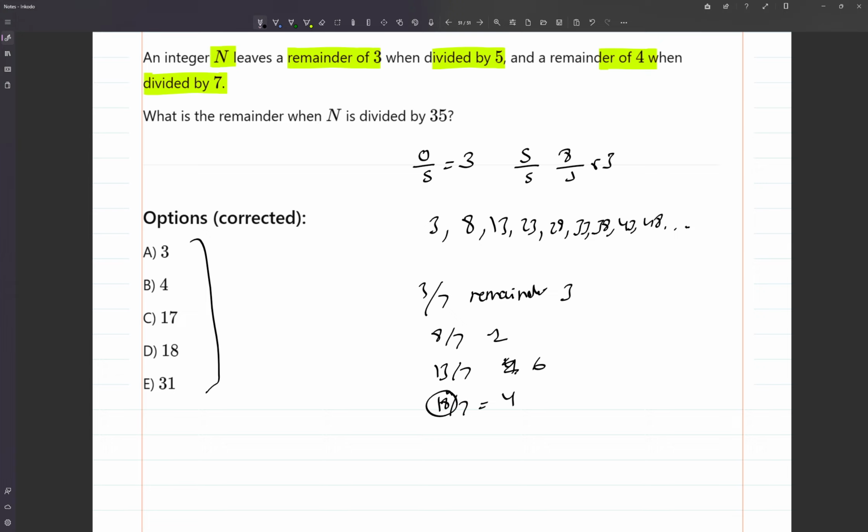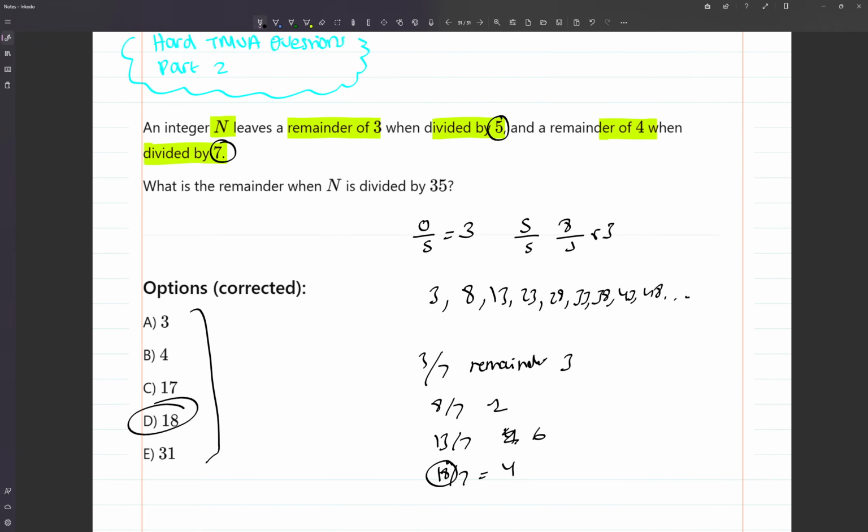So the remainder when n is divided by 35 is going to be 18, okay? Because I want 5 and I want 7, right? So I want it to be both for 5 and 7. And so when I divide n by both 7 and 5, it should give us 18 as my final answer. So D is going to be the answer for that one, because it's the remainder of both 5 and 7. So it's a remainder of 35 as well.